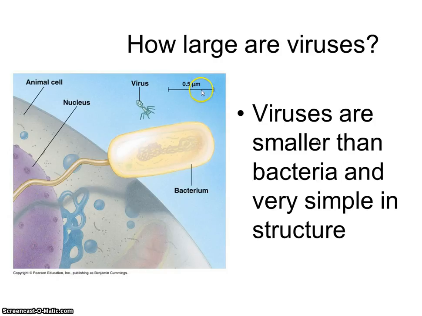Now this scale can give you an example. That's 0.5 micrometers, so it's half of a micrometer in size. That virus is roughly an eighth of the size of that bacterium. So that just gives you an idea of the size of these viruses, how small they are compared to the smallest living organism on the planet.